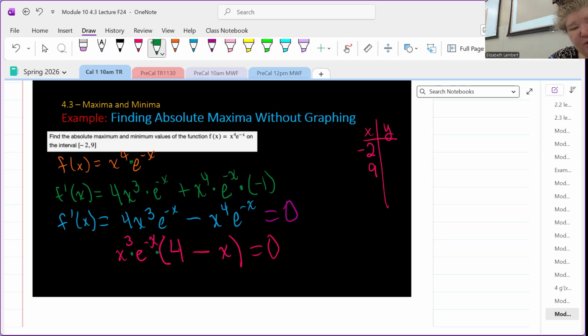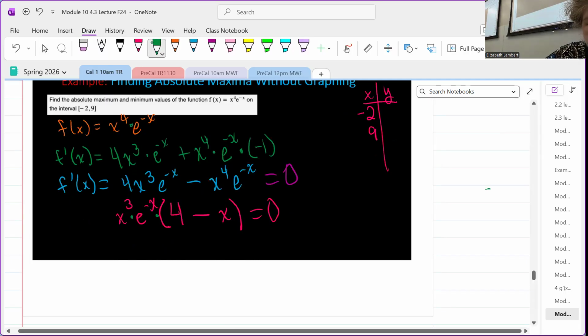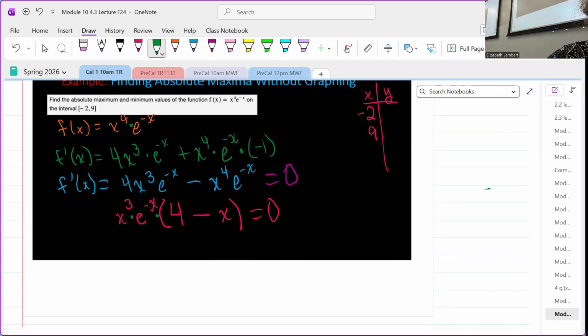Now, whenever I have a product that's equal to 0, each thing in the product has the potential to be 0. So I have x to the third can equal 0, e to the negative x can equal 0, and 4 minus x can equal 0. So x to the third equals 0 gives me x equals 0. That's the only number to the third power that's equal to 0.